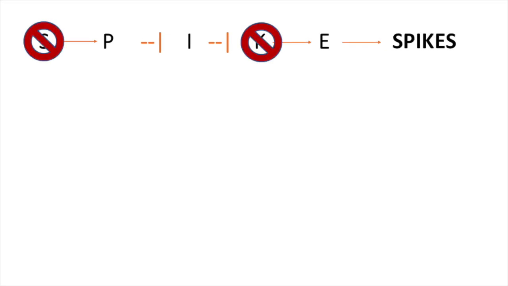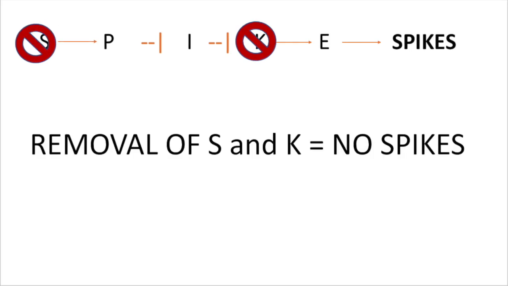If S is removed, then it cannot promote P, so I will not be blocked, and then I will block K. However, K is already removed, so it cannot promote E anyways, so spikes will not be formed.